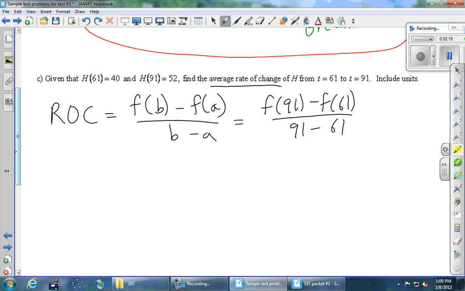So the pattern always looks like that. Those numbers are supposed to be the same, and these numbers are supposed to be the same. You can see them there. All right, and there was nothing saying I had to subtract in this order. I could have done f of 61 minus f of 91 over 61 minus 91. We would get the same answer at the end.